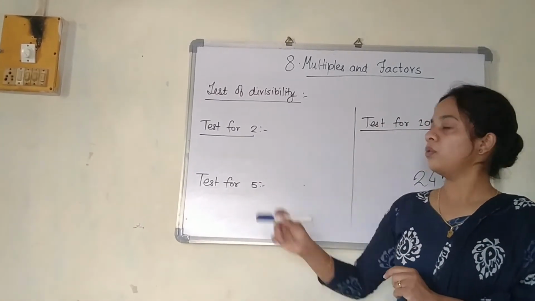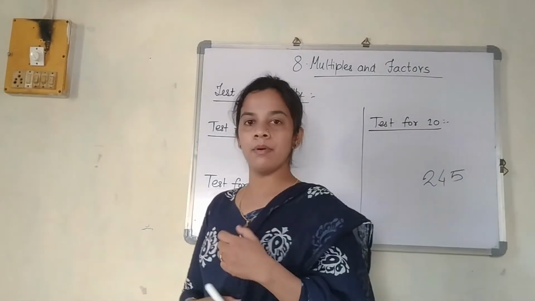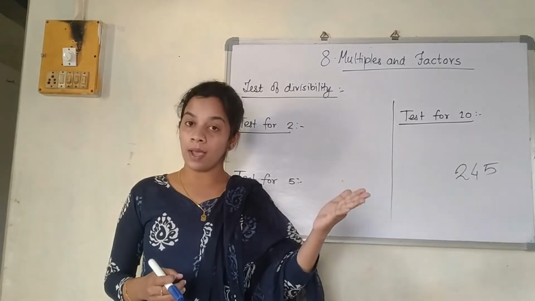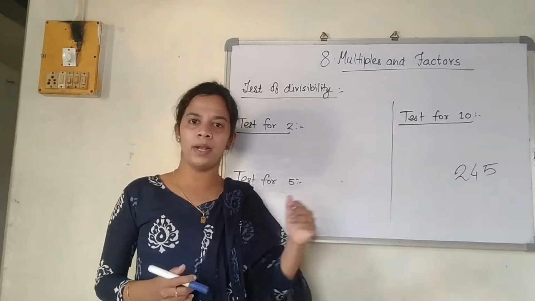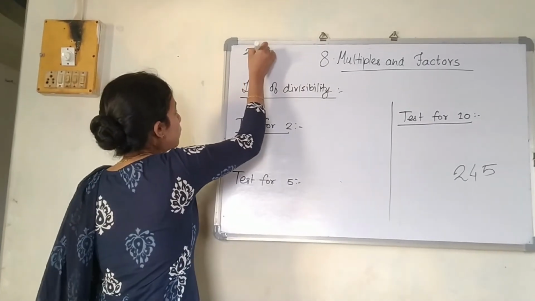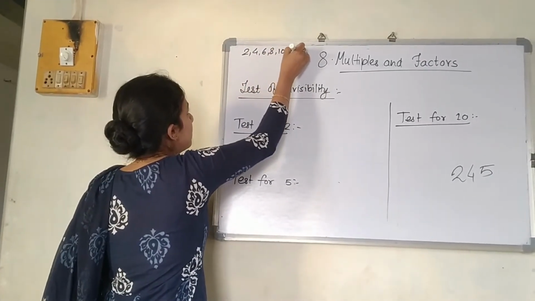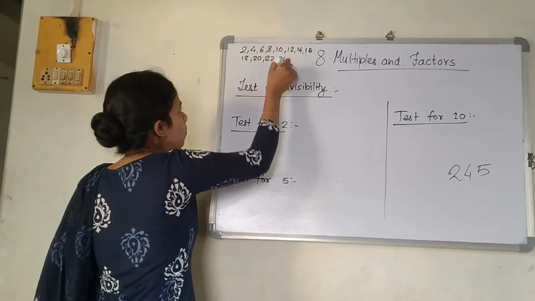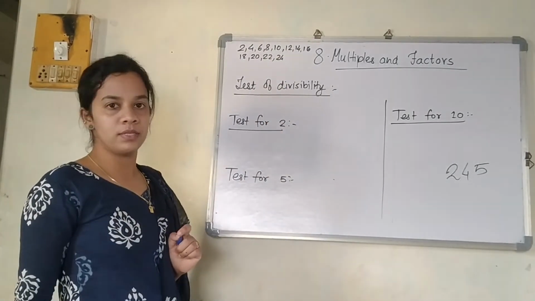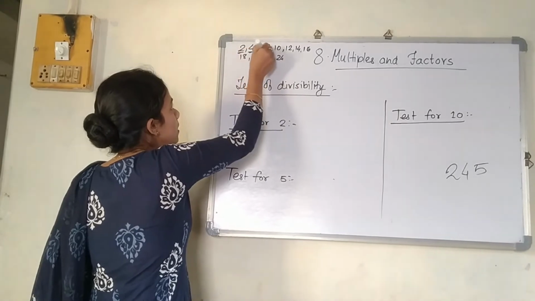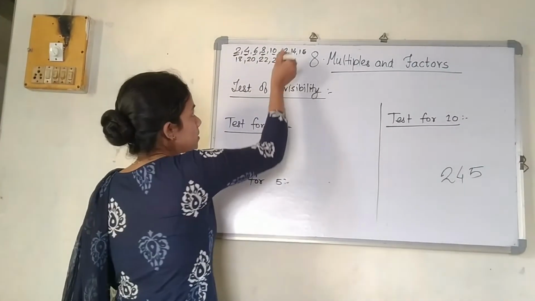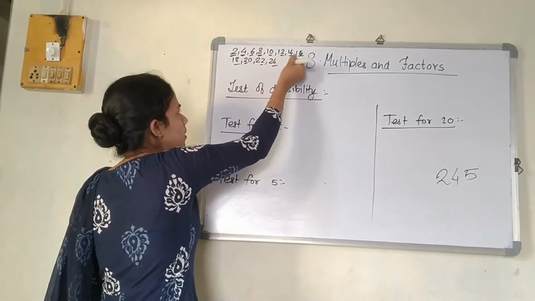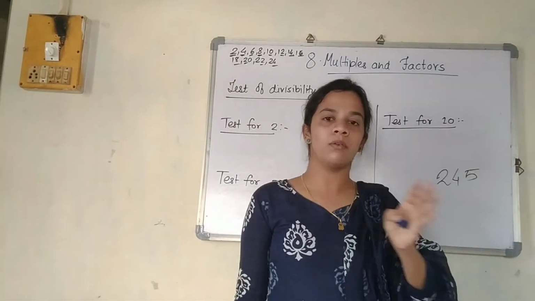So what does the test for 2 tell you? If you have observed the table of 2, it tells you 2, 4, 6, 8, 10, 12, 14, 16, 18, 20, 22, 24. What common thing can you find at the unit place? You can find over here 2, 4, 6, 8, 0. Next 2, 4, 6, 8, 0. Next 2, 4, 6, 8, 0. So this cycle is going on the same.